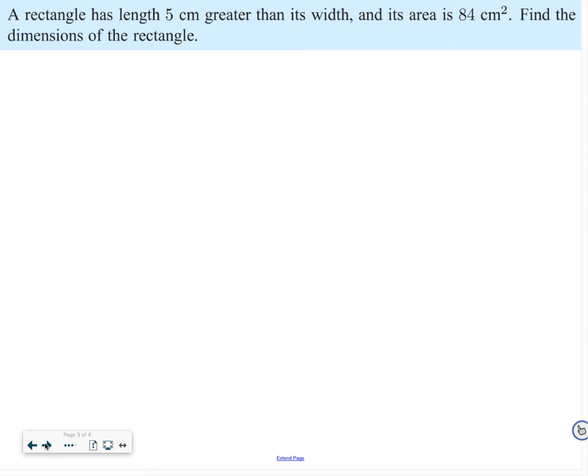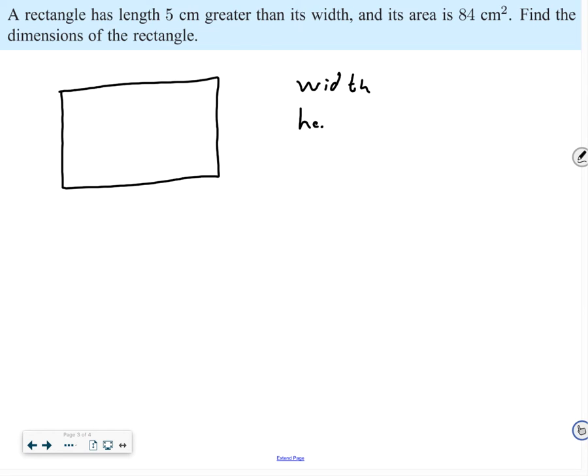So, a rectangle has a length 5 centimeters greater than its width, and its area is 84 centimeters squared. Find the dimensions of the rectangle. So, first I'm going to draw a rectangle. Decide on my variable. So I only want to introduce one variable if possible. So find the dimensions of the rectangle. So I need to find a width and a height.